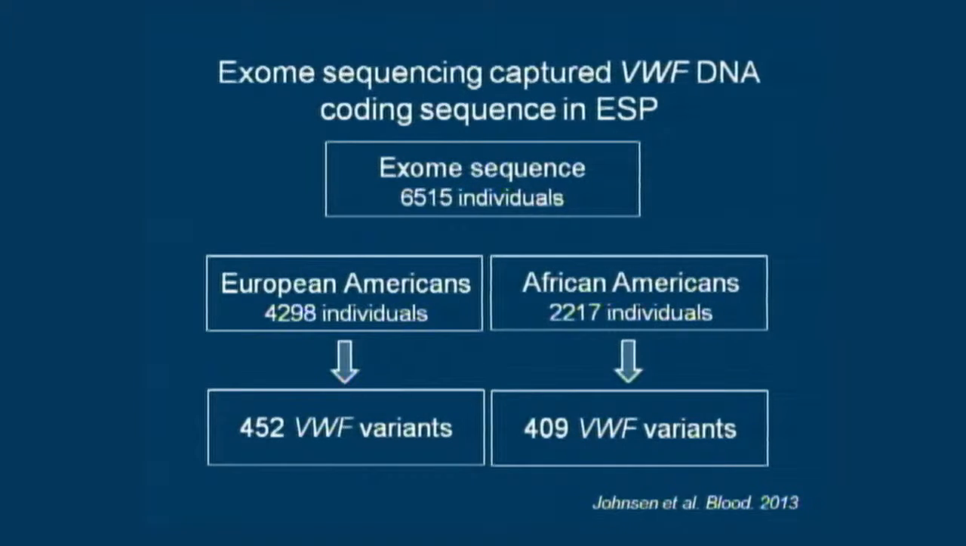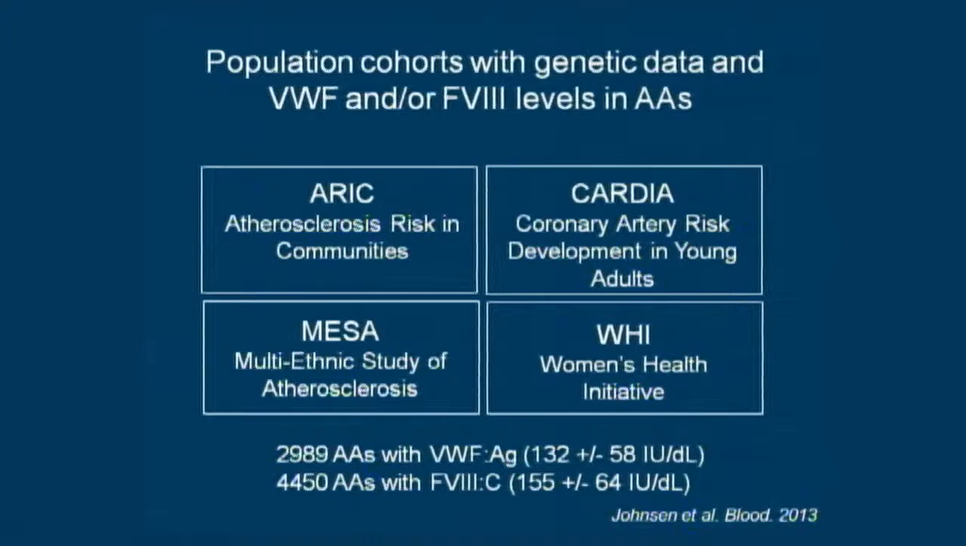So of these, 452 were in European Americans, 409 were in African Americans, and a substantial number of the African American SNVs were much more prevalent in African Americans, and the converse was true in European Americans. So knowing that we have VWF variation, the exome captured the VWF gene very well.